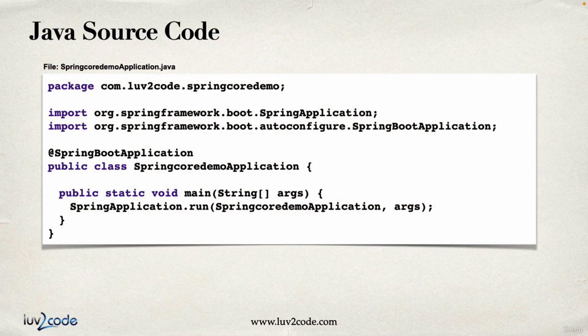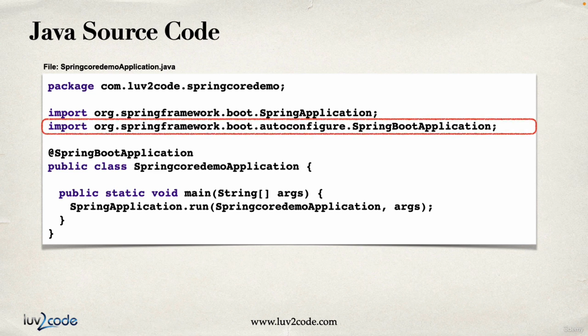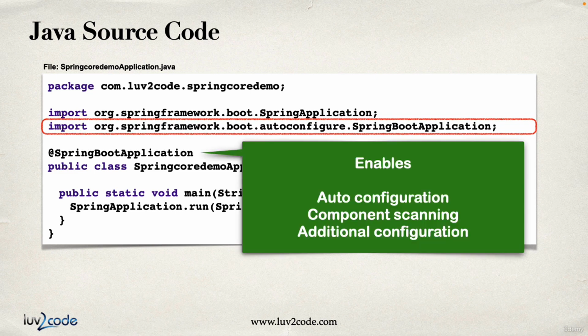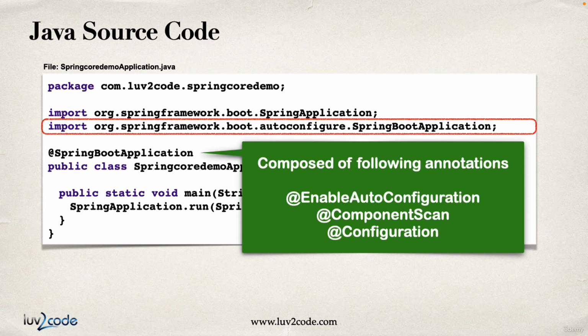Now, in that Spring Core Demo application, the one that was created by the Spring Initializr, note here that it's annotated with @SpringBootApplication. This enables auto configuration, component scanning, and additional configuration with Spring Boot. And really, behind the scenes, this annotation is composed of the following annotations: @EnableAutoConfiguration, @ComponentScan, and @Configuration.